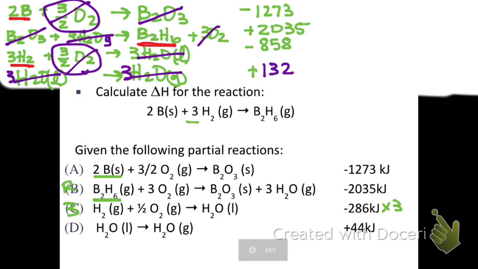So I think we're good. Do you see what I'm saying? Yes. This one would cancel those. So we're going to cancel all that out. And so now I think we're good. Negative 1273 plus 2035 minus 858 plus 132. I think I get 36 kilojoules.